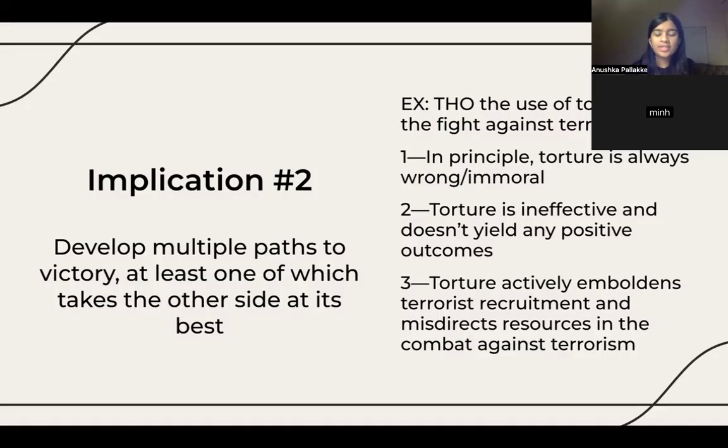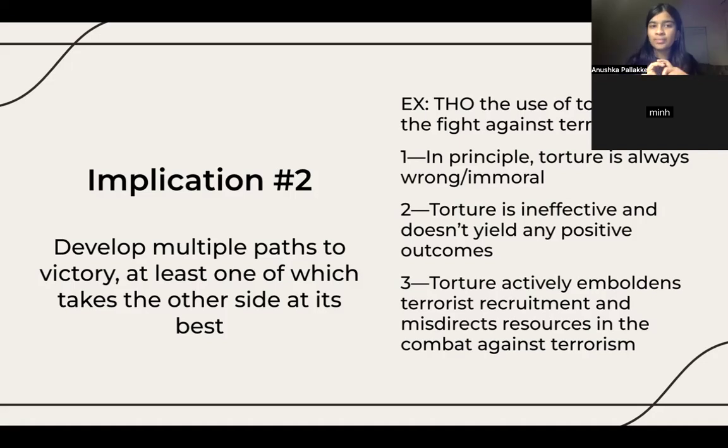Okay. So what this essentially means is that you want to have at least one argument that's like, okay, judge, let's take my opponent's characterization as it is. Even if their plan passes in its entirety, their world is still bad, for XYZ reasons. An example of this would be the motion: this house opposes the use of torture in the fight against terrorism. First you'd say, okay, in principle, torture is always wrong and immoral.